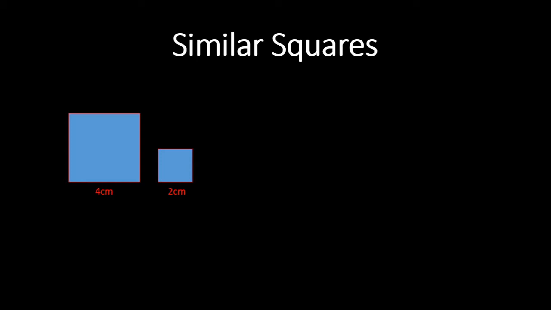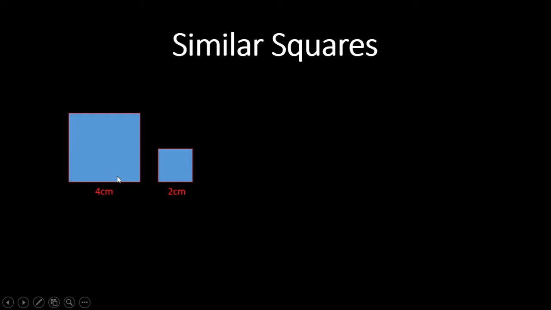2 squares will always be similar regardless of their size because squares by definition have the same length on all 4 sides. So if I were to double the length on one side, I'm doubling the length on all of the sides. If I were to half the length, I'd be halving the length on all sides. So squares by definition are always similar. So these 2 squares are similar. I've told you firsthand that this is a square. This has got a side length of 2 centimeters. This has got a side length of 4 centimeters.